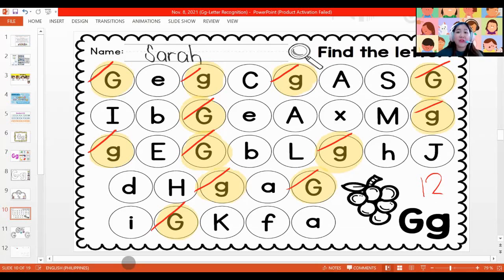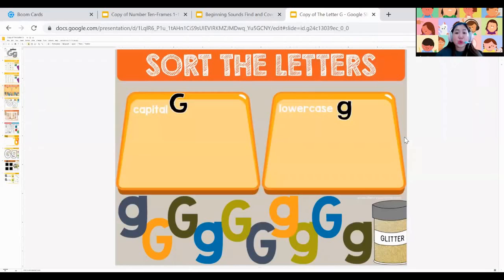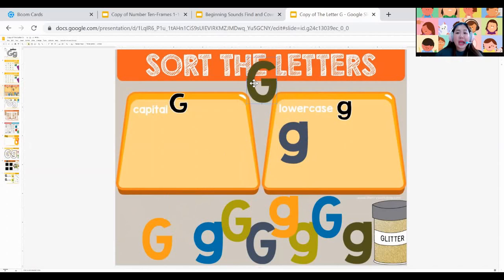So let's have an activity first before we start writing our capital letter G. So here, Teacher Sarah has to sort the letters. So I have capital letter G here and lowercase letter G. So let's begin. This one, is this capital or lowercase? It's lowercase, so it should be here on the right side. How about this one? Capital or lowercase? Capital on the other side.